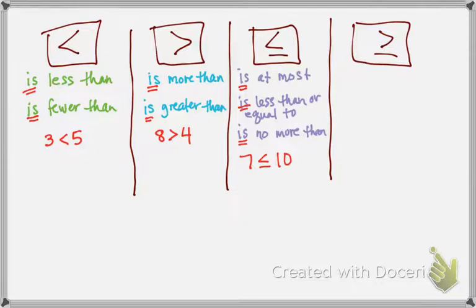Okay, what about greater than or equal to? Is at least. So this is the smallest it can be, but it could be bigger. Is minimally. This is the smallest it is, but it could be bigger. Is greater than or equal to. That's about as obvious as possible.